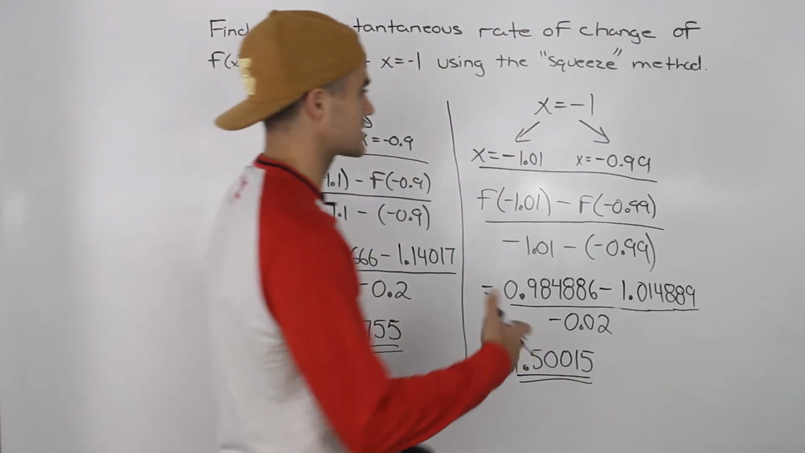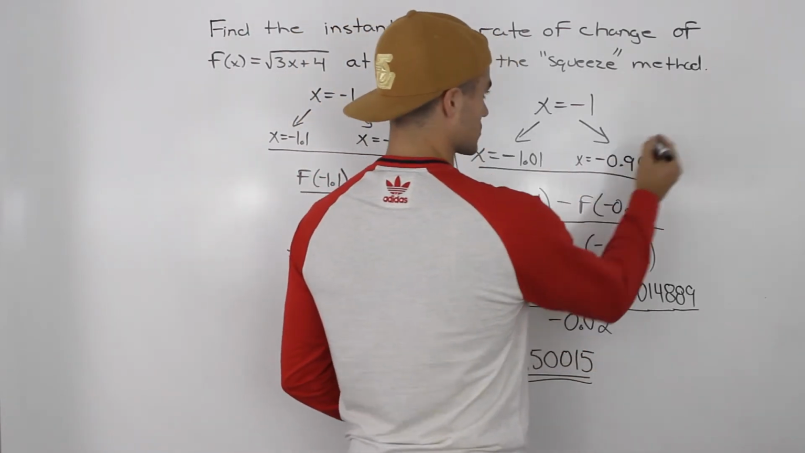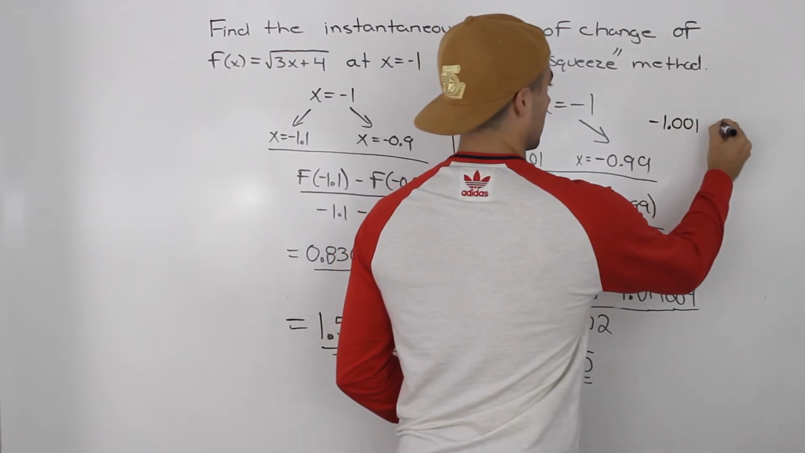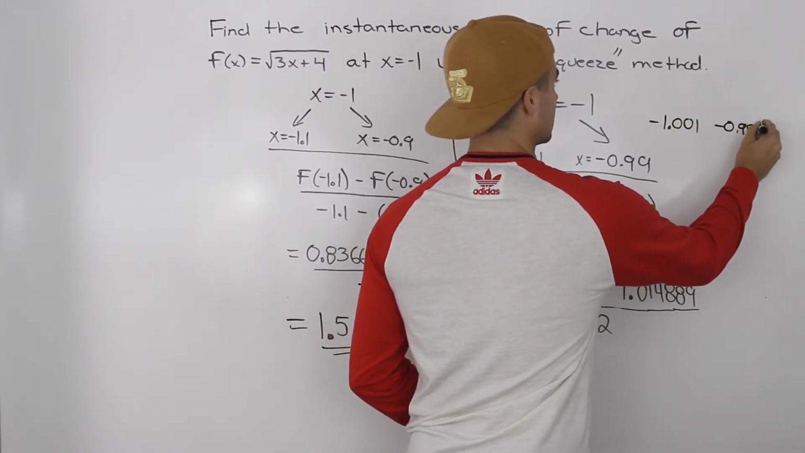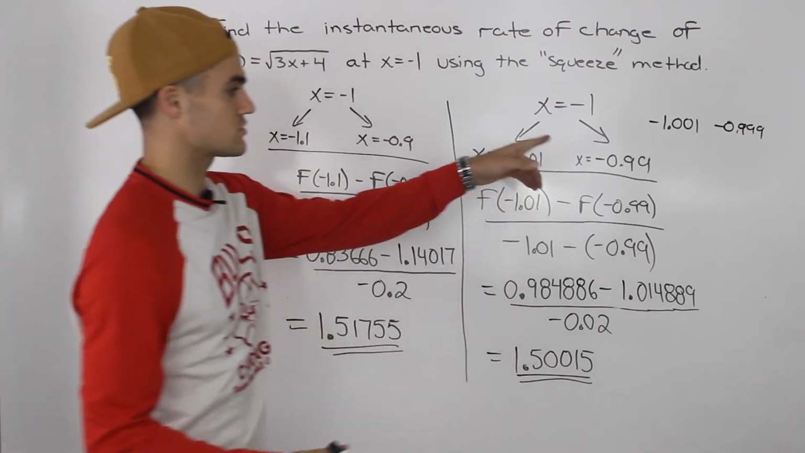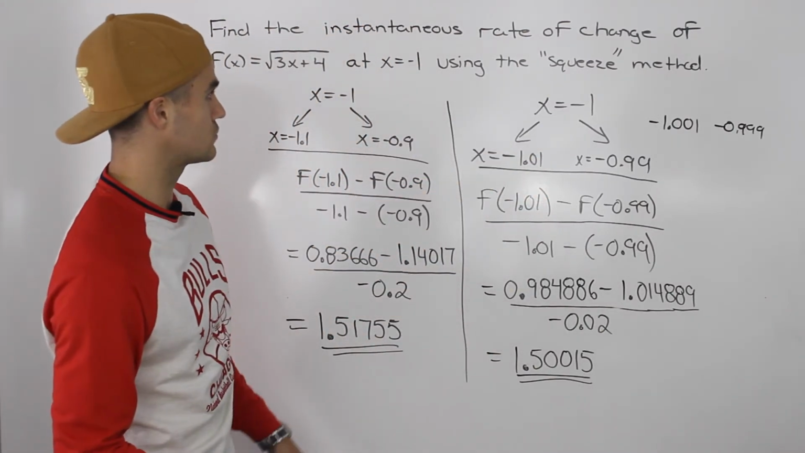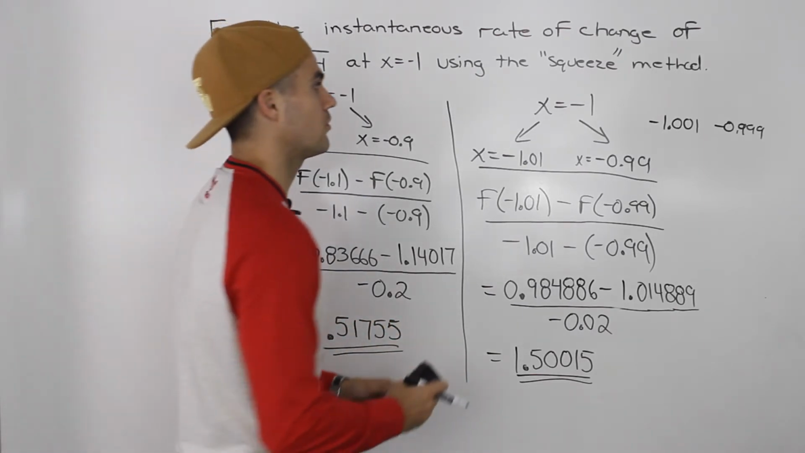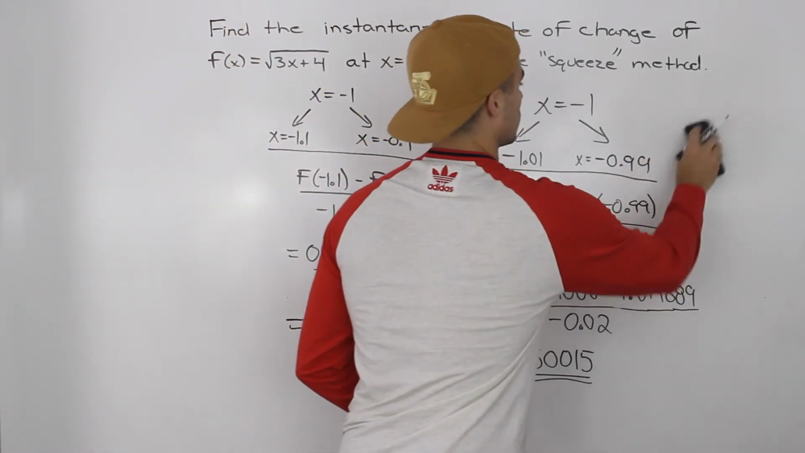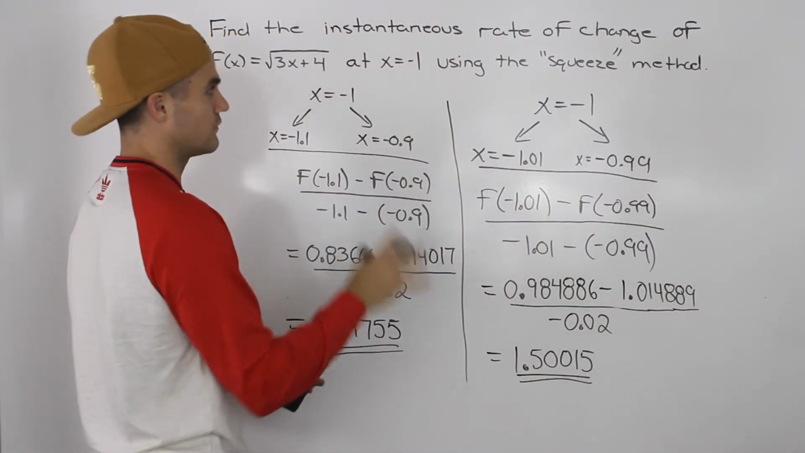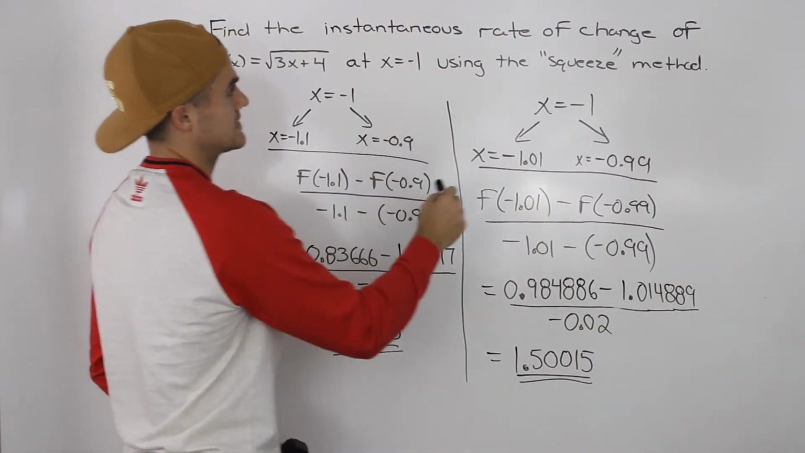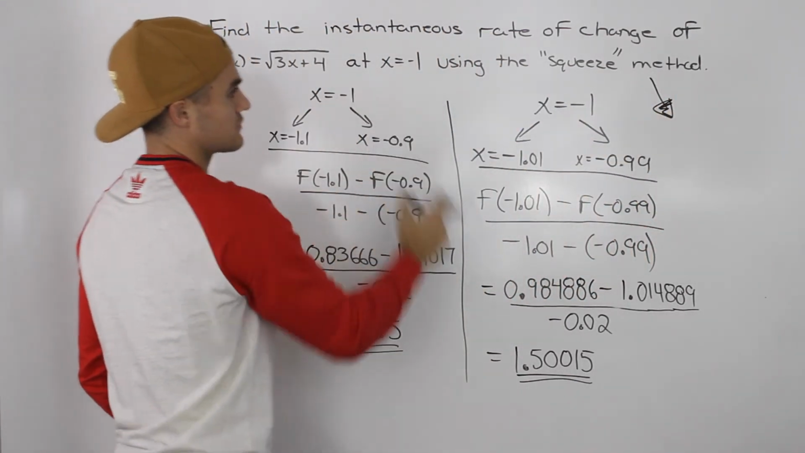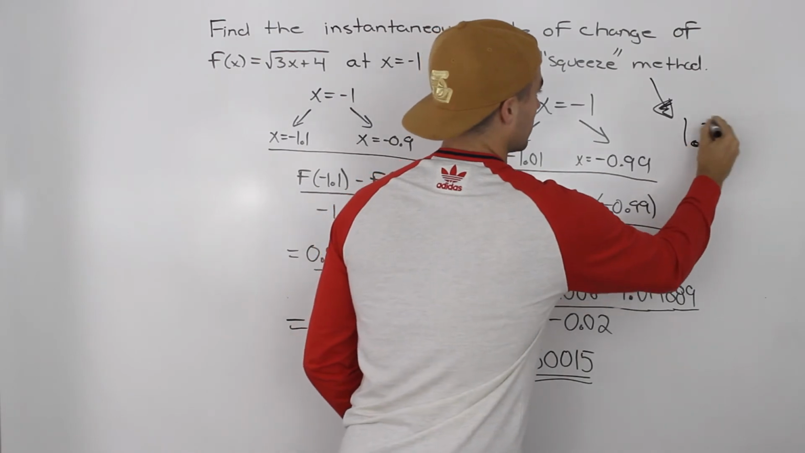You can repeat this process again with an even tighter interval, so you can use like negative 1.001 and negative 0.999. And if you use those numbers and follow the same process, you will see this rate of change approaching this value of 1.5. So from all of this, we can be pretty confident that the instantaneous rate of change of this function at an x value of negative 1 is 1.5.